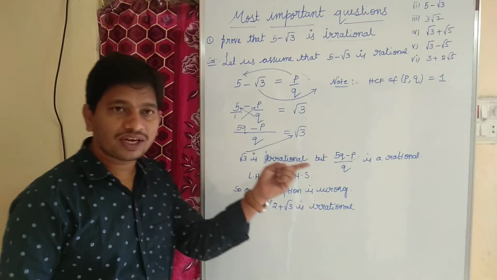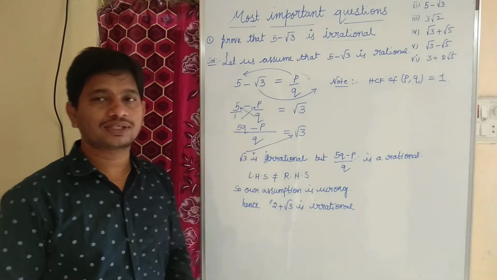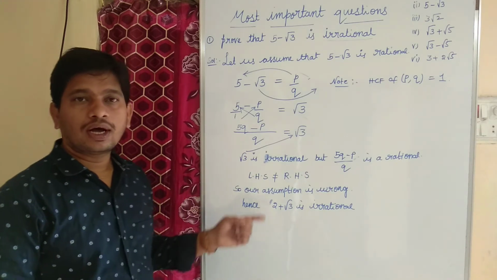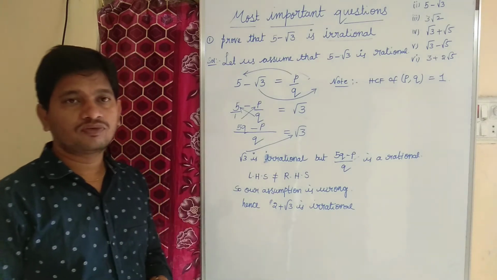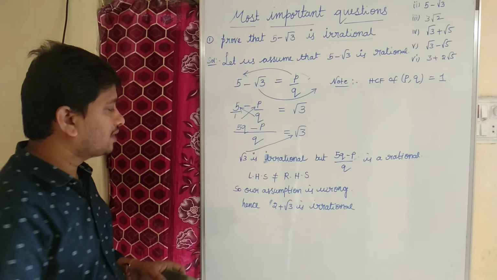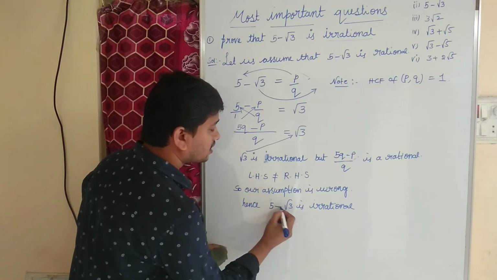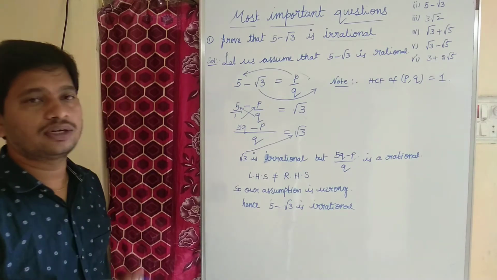Is an irrational number equal to a rational number? No, LHS is not equal to RHS. So our assumption is wrong. Whatever we assumed, that it is a rational number, is wrong. Hence we say that 5 minus root 3 is irrational.